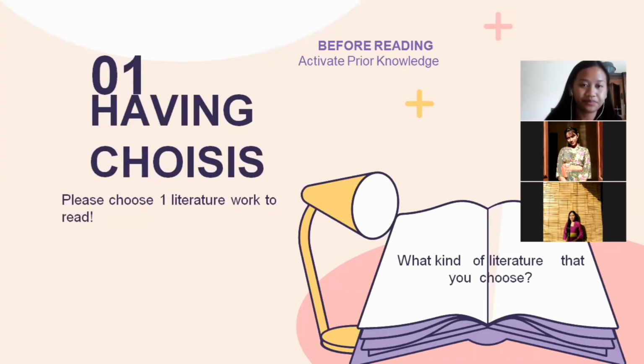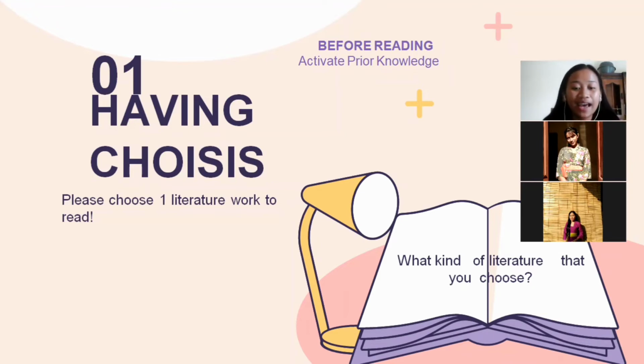The first is before reading. Activate our prior knowledge. So before we read the novel, we have to know the purpose, right? So the purpose here is we will learn about cause and effect based on the story. So with that, we could be a better reader, writer, listener, and also a better thinker.